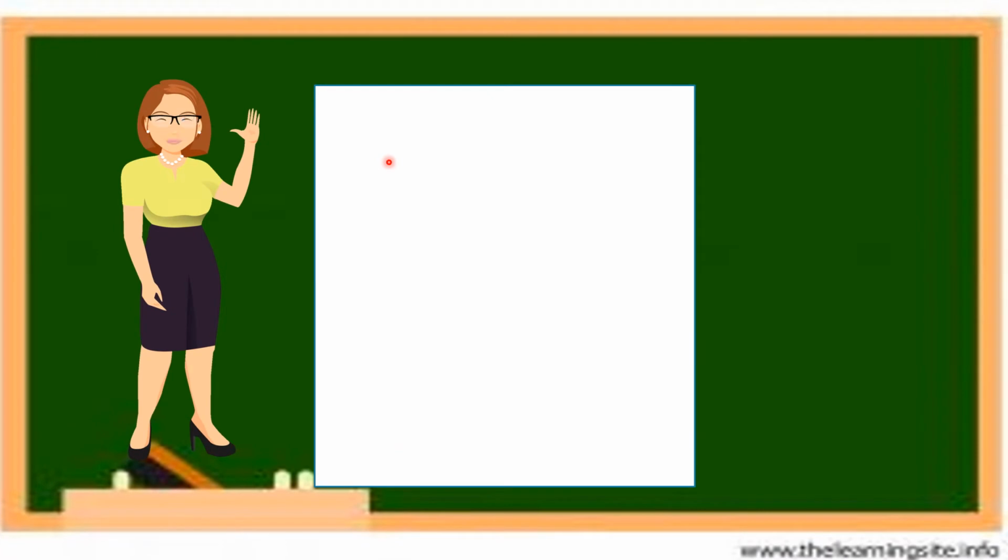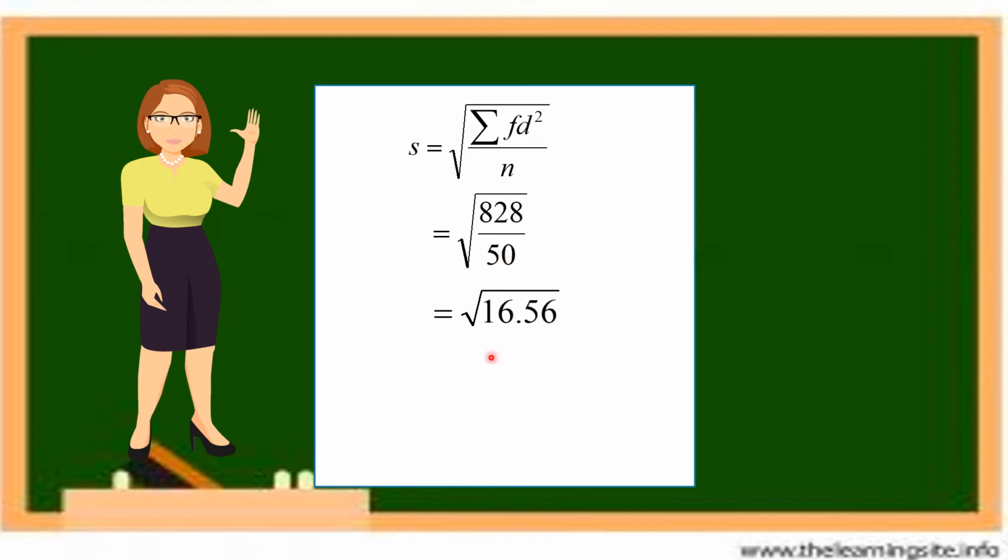Kindly check your solution. We have our formula. We substitute the given in the formula. Summation of fd squared is 828 and our n is 50. We divide 828 by 50. The answer is 16.56. Then we extract the square root of 16.56. The result is 4.07.